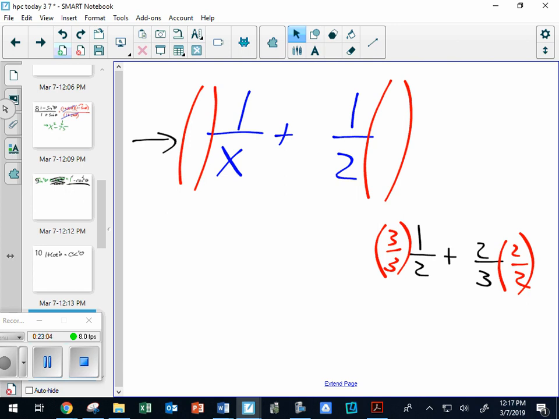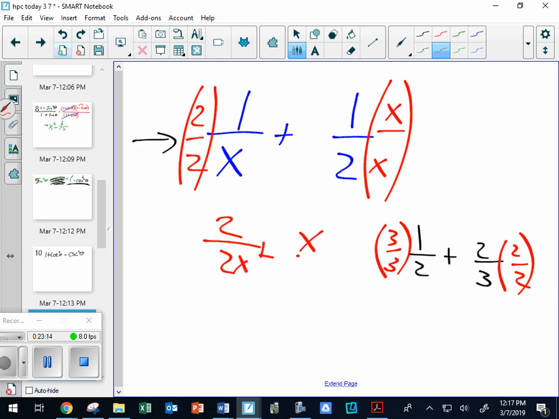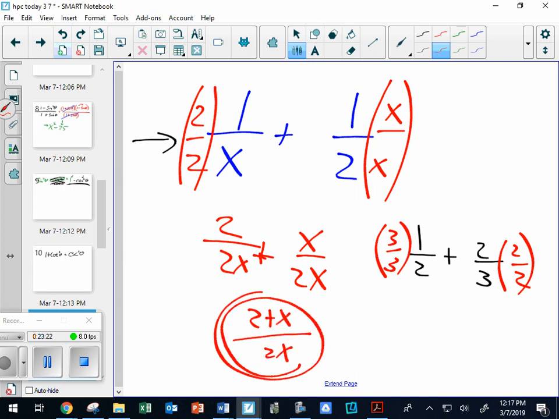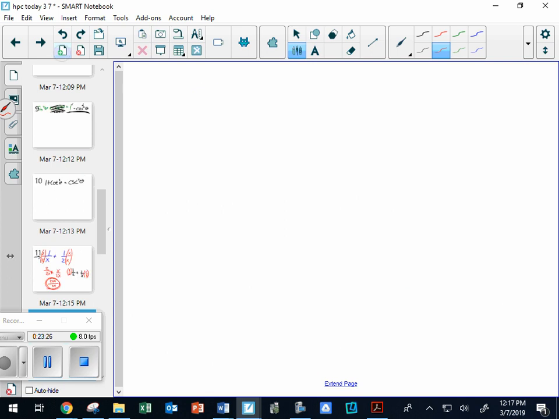All right, so on this one, you should have multiplied by 2 over 2, and in this one, x over x. Final answer, 2 over 2x plus x over 2x. Can I add them now? Yeah, they got a common denominator. So it's 2 plus x over 2x. Raise your hand if you had that one right. Okay, then see if you can add this.